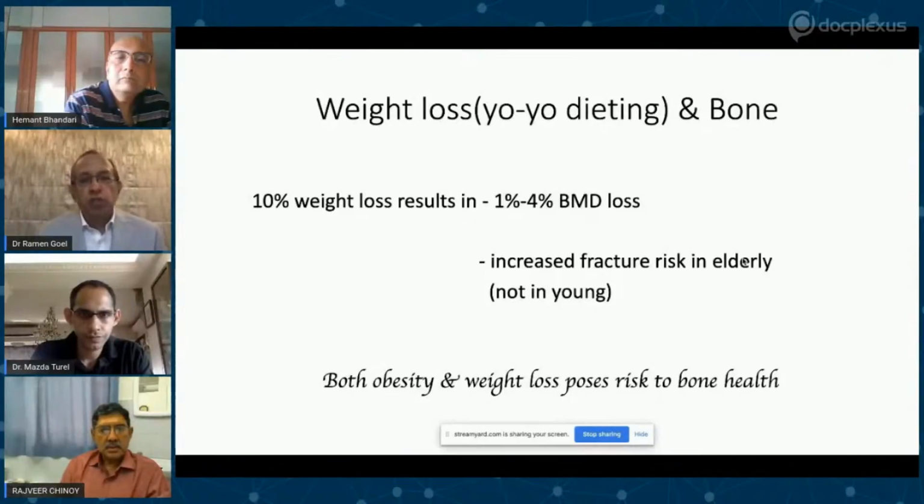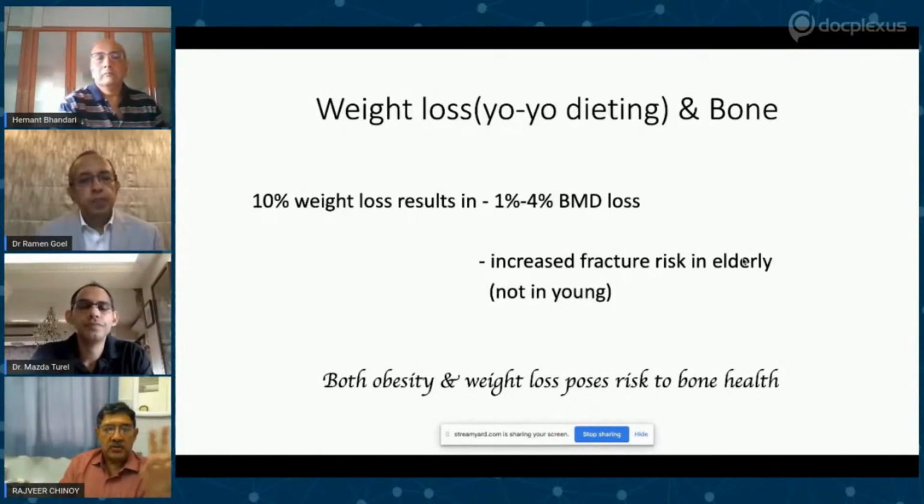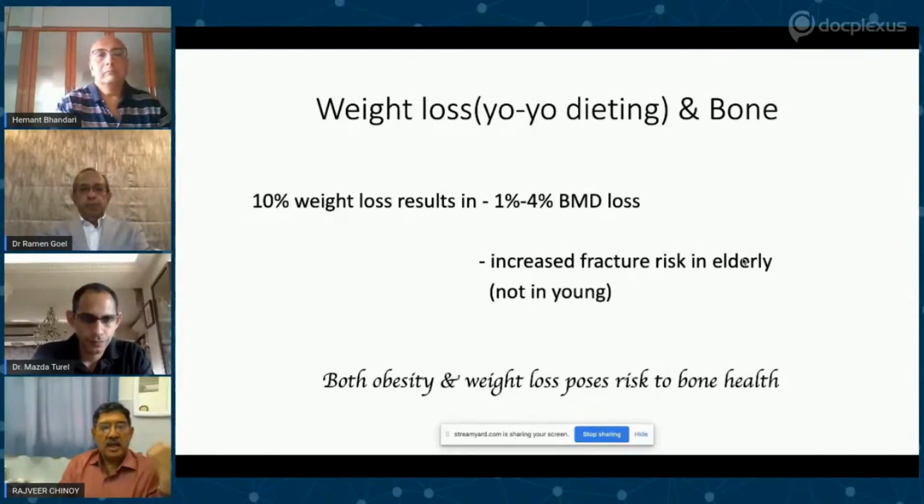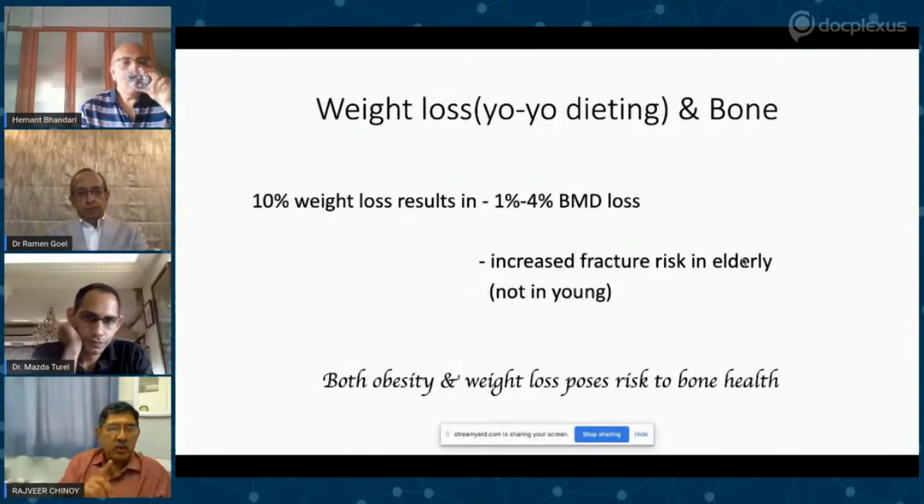Many of our patients who are on a diet or who undergo bariatric surgery, any kind of weight loss has its impact on bone. So, Dr. Chinoy, what about the effect on bone when you have weight loss? Now, there are 2 types of weight loss. One is the person who is overweight doing their own diet without guidance. If they're doing their own diet without guidance, there is definitely malnutrition and hypovitaminosis happening.